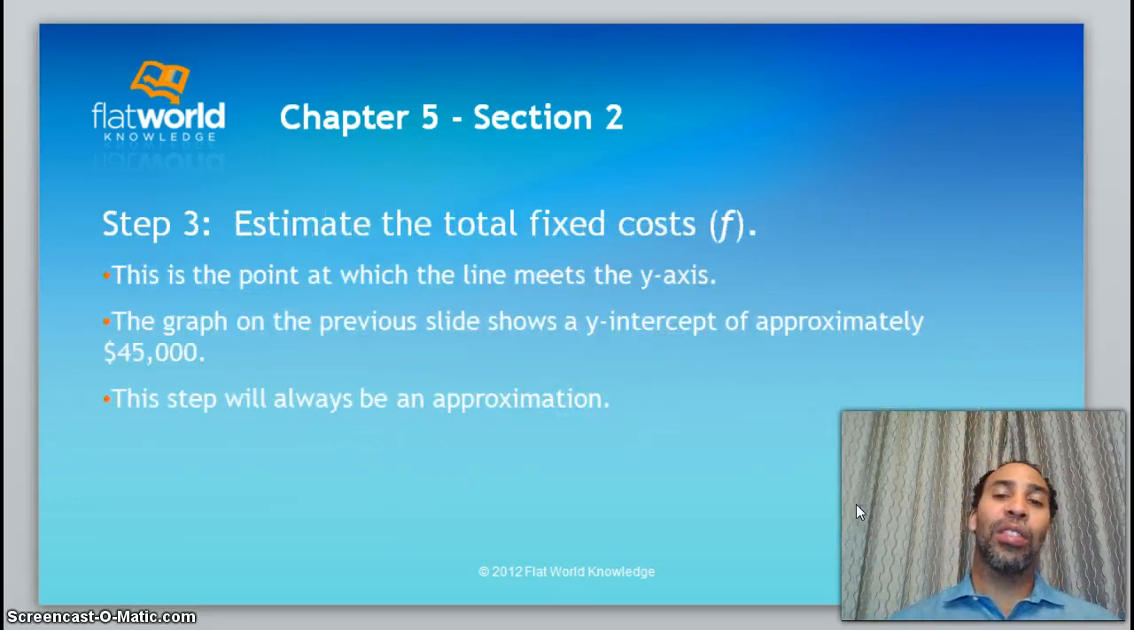So step three is to estimate the total fixed cost, lowercase f. This is the point at which the line meets the y-axis. So the graph on the previous slide shows a y-intercept of approximately 45,000. This step will always be an approximation, right?